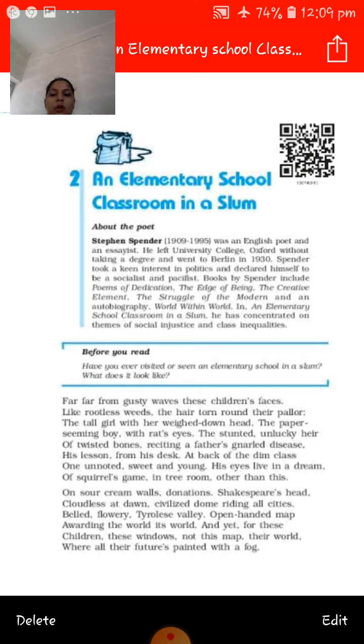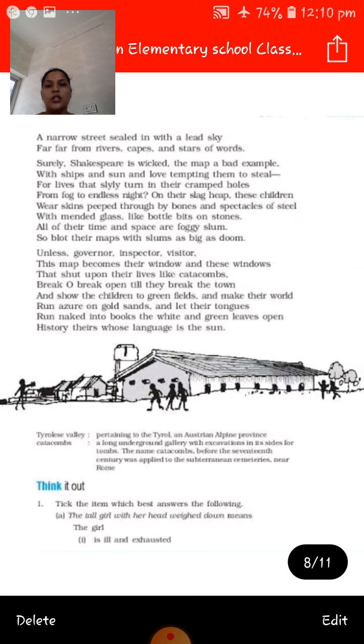world themselves make the world, and yet for these children the windows of the room are their world, not their teacher. They see outside, where their future is painted with fog. They live in such places which have already been taken far away from the star of words. So next, students, let's move on to the next page, that is page number 93.